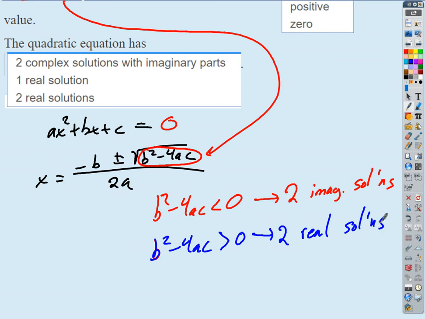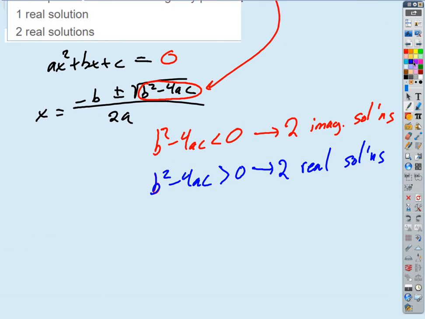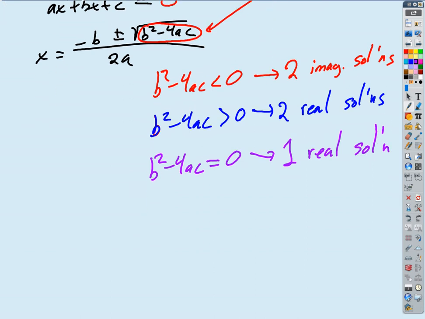2 real solutions. And then in the in-between case, if it happens to be exactly equal to 0, what's that tell us? We get 1, real or imaginary? Real. And it's 1 real, but now that we've gone a little further ahead, we know it's 1 real, but we also know that this 1 real has a multiplicity of what?